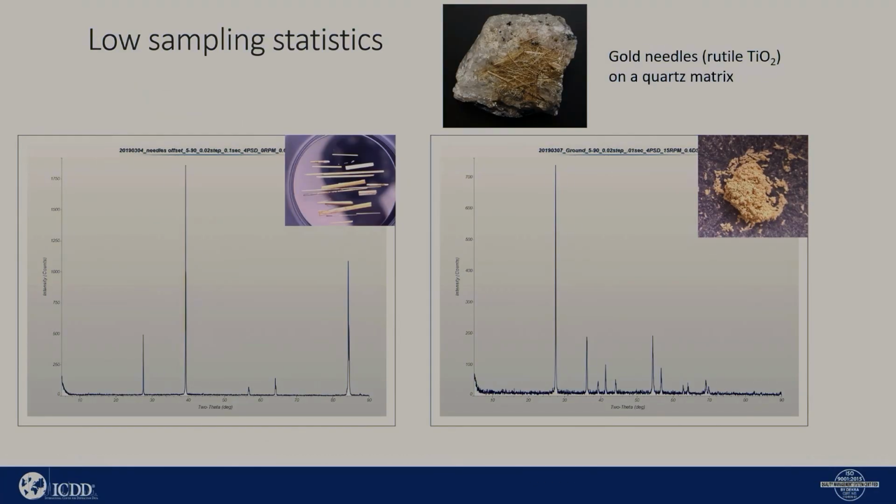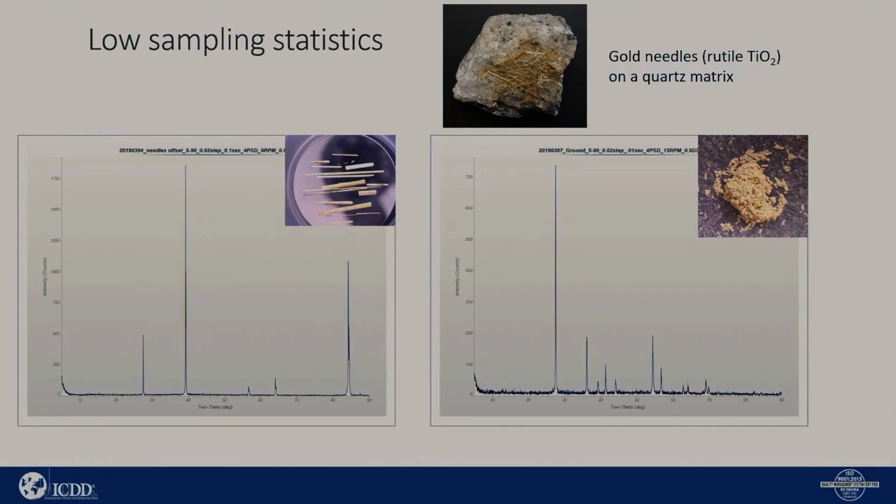The other thing you have to pay attention to is sampling statistics. We heard a little bit about how many particles you are looking at and how many of them are oriented in the right orientation to get data. So this is a sample of rutile TiO2 needles. They're gold-looking needles grown on quartz. And if you take a few of those needles and lay them on a flat sample holder for Bragg-Brentano diffraction, you get the diffraction pattern on the left.